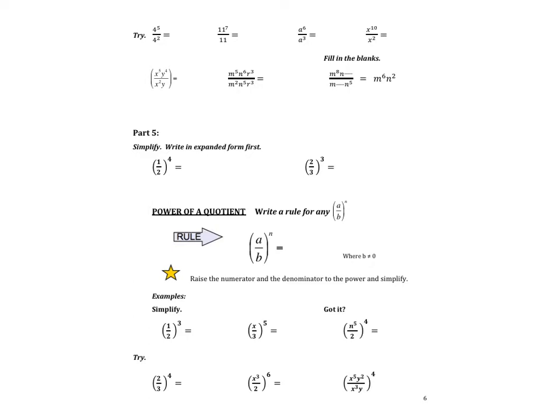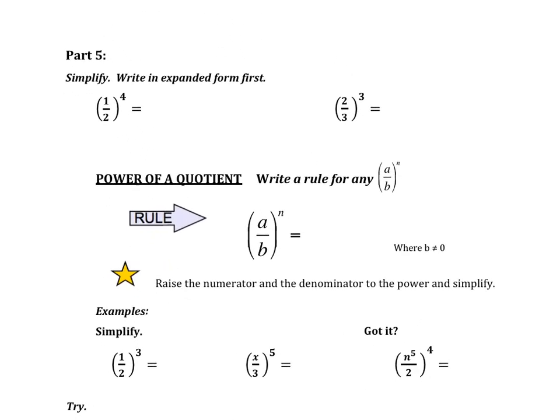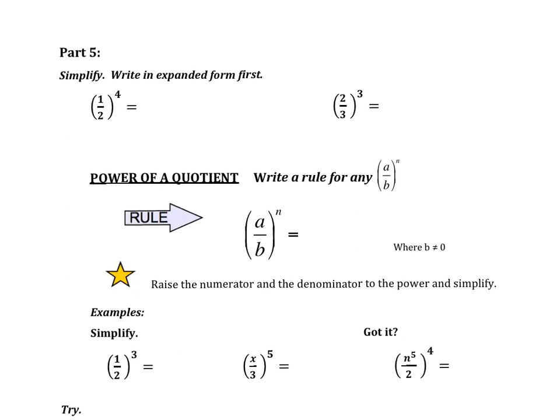Let's dive in today. If we look here where it says part 5, that's where we will start. It says write an expanded form first. So I'm going to expand this out just like I did when I was showing you the properties for exponents earlier. If I had 1/2 to the 4th power, that's the same as 1/2 times 1/2 times 1/2 times 1/2. That's what it means, right? It's 1/2 multiplied by itself 4 times.